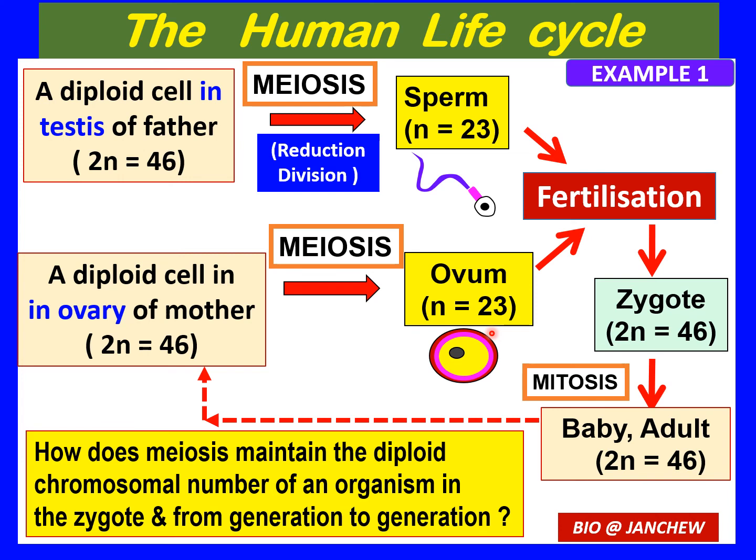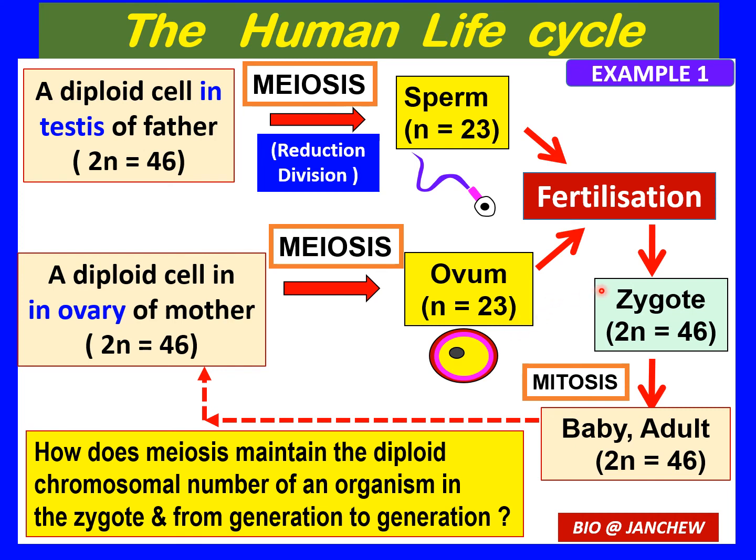So if the gametes are produced by mitosis, each gamete will contain the diploid chromosomal number. That means the diploid cell of the father will produce a diploid sperm if it is produced by mitosis. And then 2n will be equal to 46. There will be 46 chromosomes in the sperm, and there will be 46 chromosomes in the ovum.